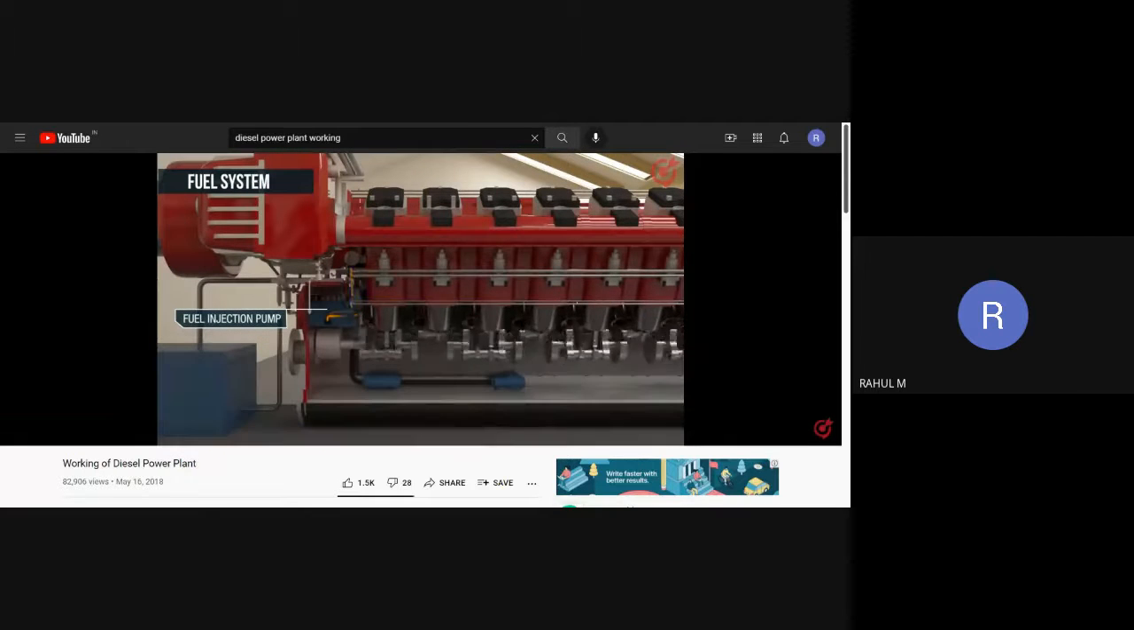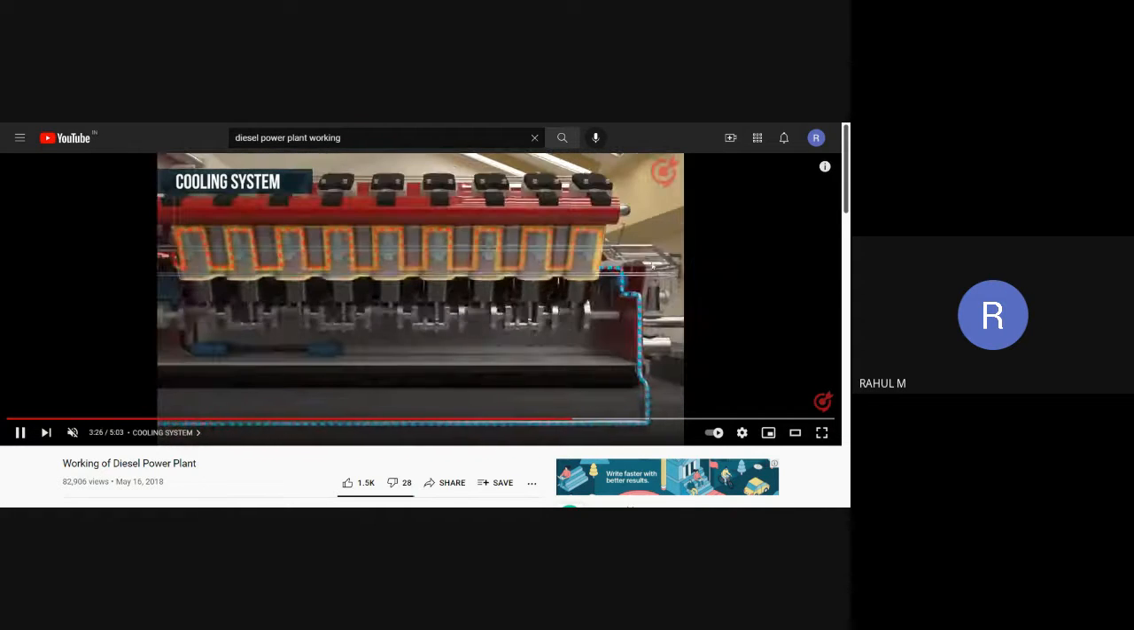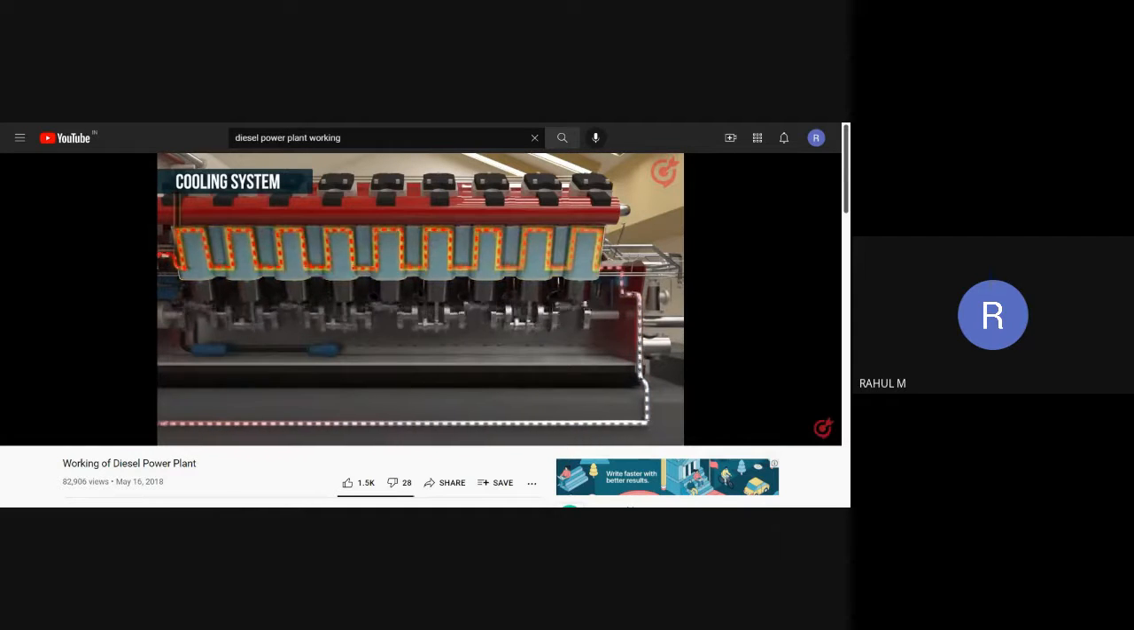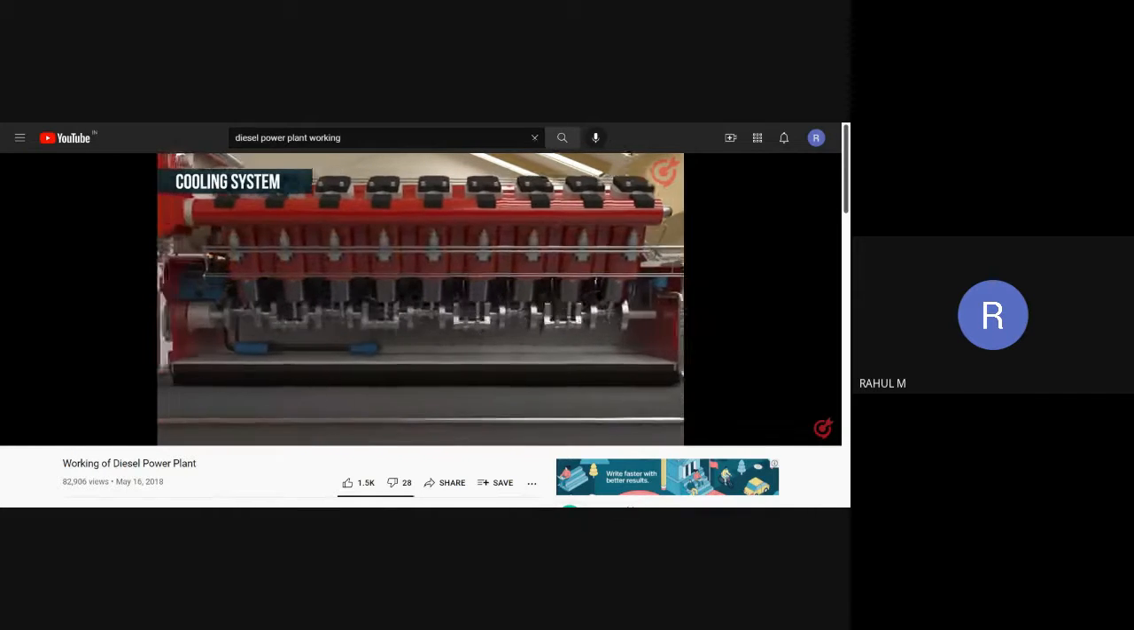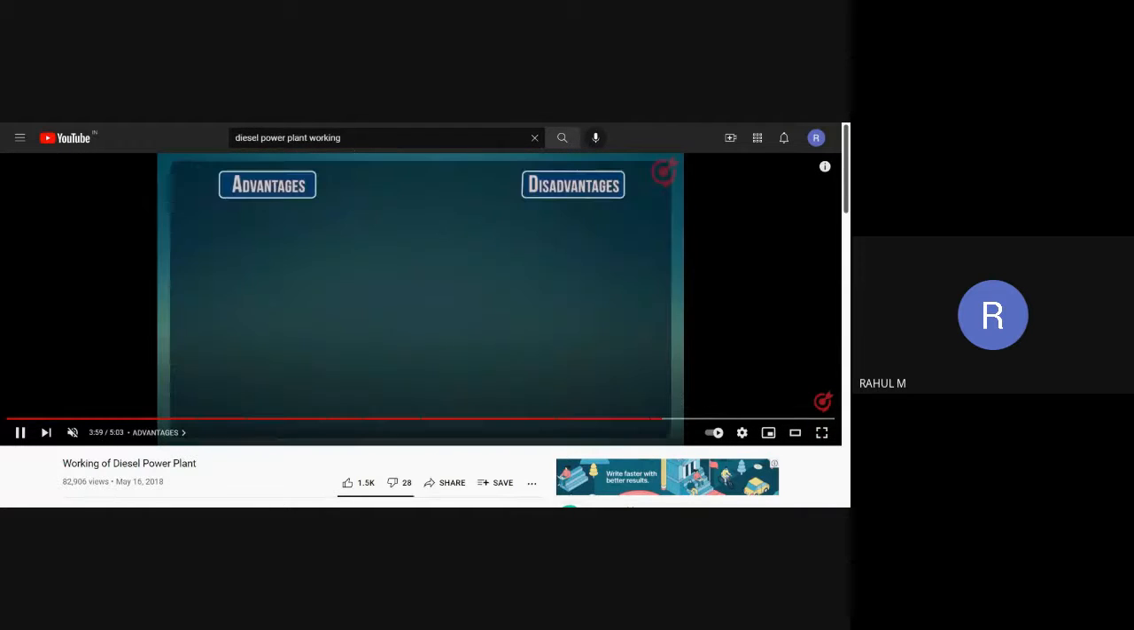Now this will create the rotating motion, and there is also a cooling system. As you can see, this cooling system is working in this manner, so that the water jacket will cool the entire diesel power plant, or the diesel engine part. So this circulation of water will be happening in a continuous way. So this is the basic working of a diesel power plant.